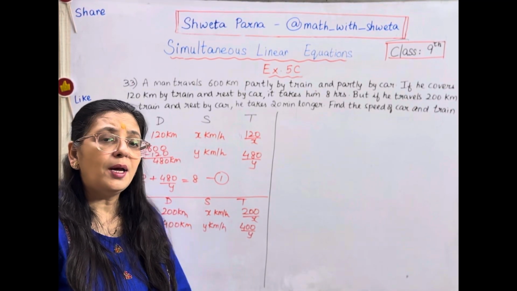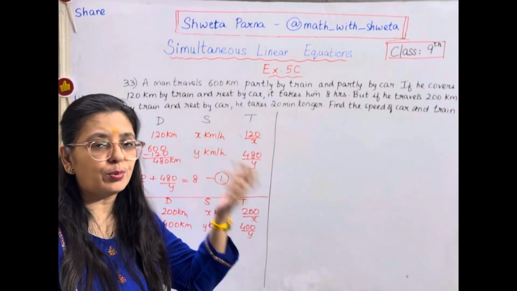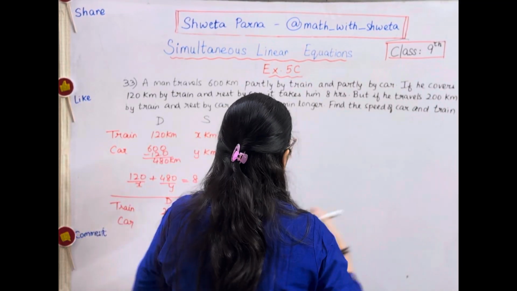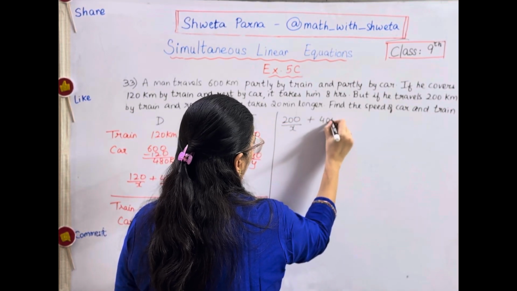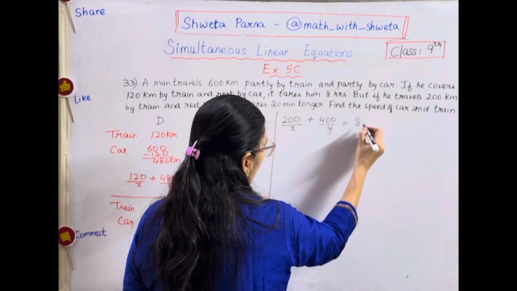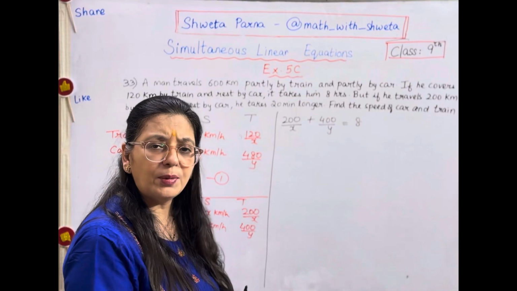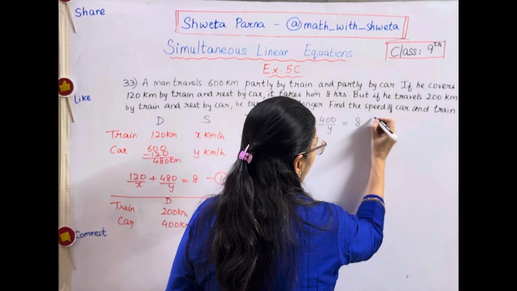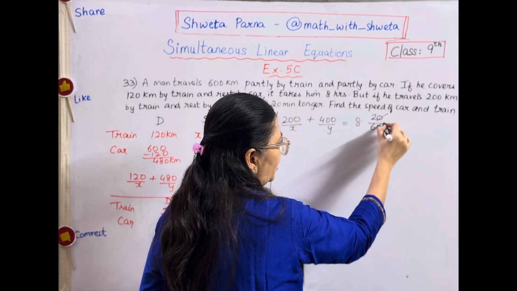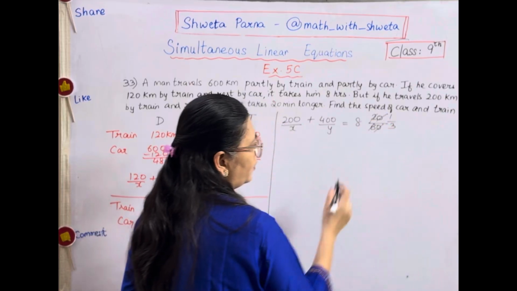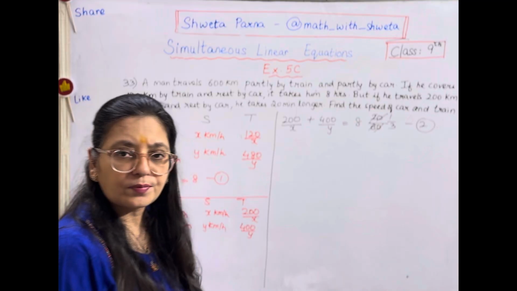20 minutes longer means that earlier if he took 8 hours, now he will take 8 hours plus 20 minutes. Okay. So over here the second equation would be 200 upon x plus 400 upon y is equal to 8 hours 20 minutes. So minutes you will have to convert to hours. How do you convert minutes to hours? By dividing it by 60. So 20 minutes divided by 60, which gets reduced, you will get 1 by 3. Is it clear? So this becomes your second equation.